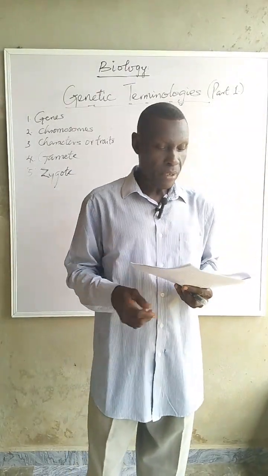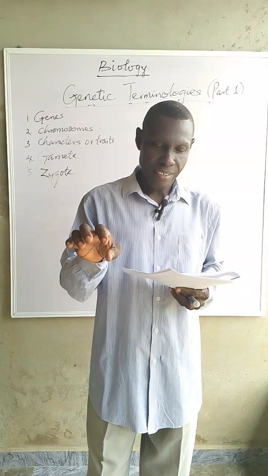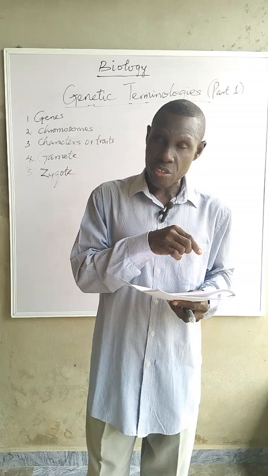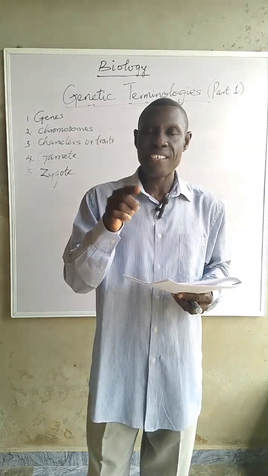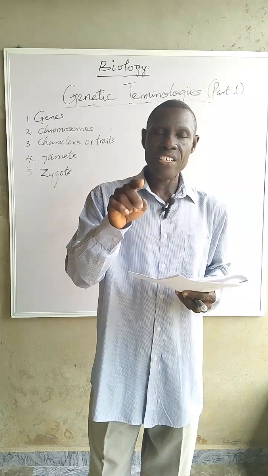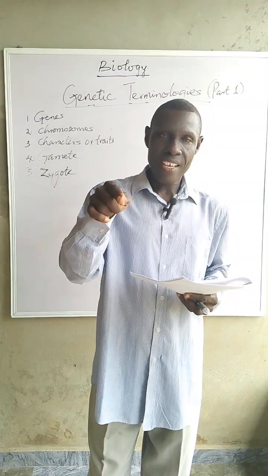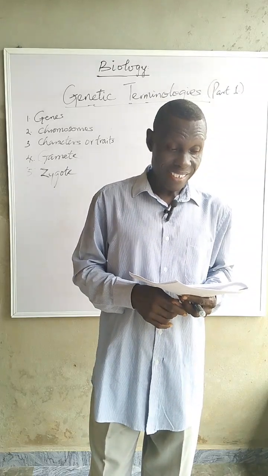Then the chromosome, number two. These are rod-like or thread-like bodies found in the nucleus of the cell. If you have seen the video I created on animal cell, you see the rod-like substances called the chromosomes. That is where the genes are packaged. So the chromosomes contain the genes.